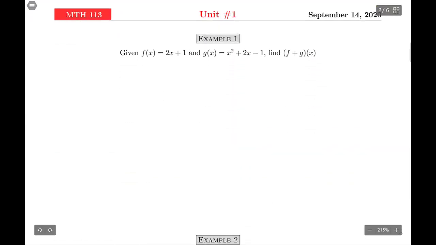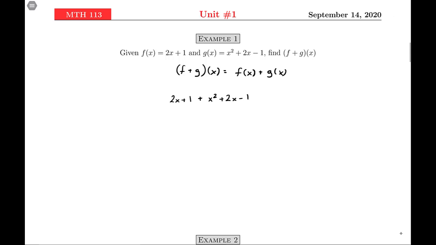So let's look at our first example where we're given f of x is equal to 2x plus 1 and g of x is equal to x squared plus 2x minus 1. And we want to find f plus g of x. So looking at our notes, remember f plus g of x is the same as f of x plus g of x. So we take function f, which in this case is 2x plus 1, and we add function g, which is x squared plus 2x minus 1. And all we do now is combine like terms and simplify.